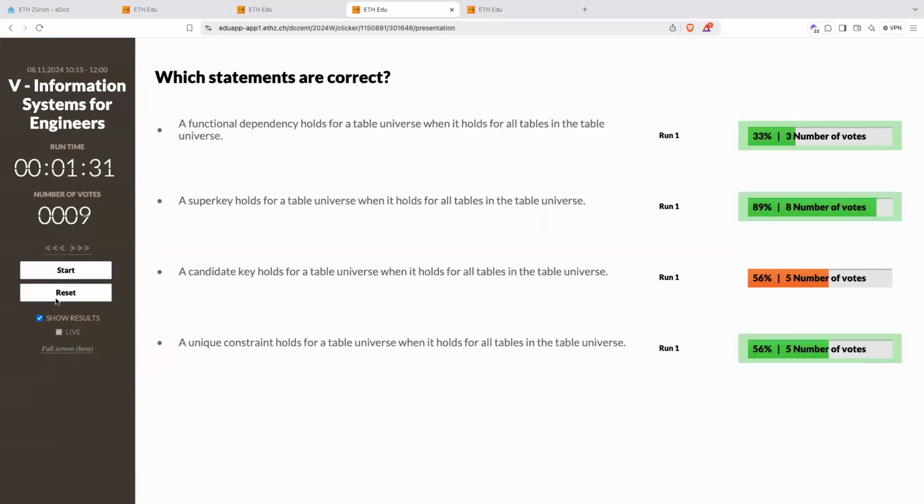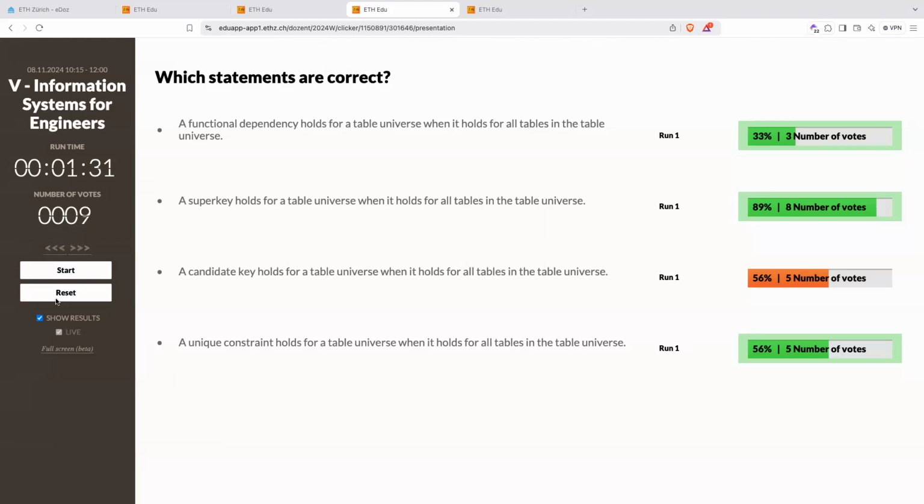In fact, it's only the candidate key that you need to pay attention to. So the super key, that's the definition of a super key for a table universe. It's when the super key holds for all tables in the table universe. So you can see the notion of super key as a constraint that selects tables for being in the table universe, right? The same goes for a functional dependency. We defined a functional dependency on a table universe as holding if it holds for all tables in the table universe. For a unique constraint, that would be the same, right?